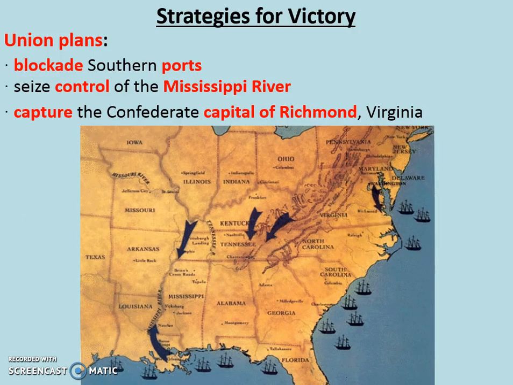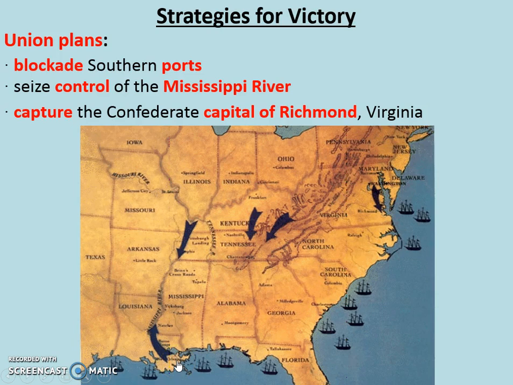Now, the strategies for victory. The Union's plan, if you look at it, you're going to recognize it because it was much the British plan during the American Revolution. First of all, was to blockade southern ports, and that meant establishing a navy blockade off the coast of the southern states on the Atlantic and in the Gulf of Mexico, much like the British did during the Revolution and the War of 1812. Some important ports for the South were, of course, Richmond, Charleston, Savannah, and probably one of the most important ones at the time, New Orleans, because it's at the mouth of the Mississippi River.